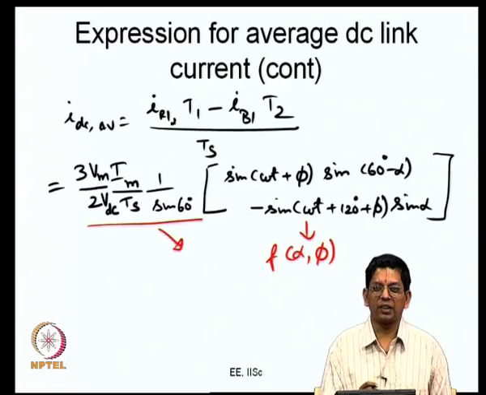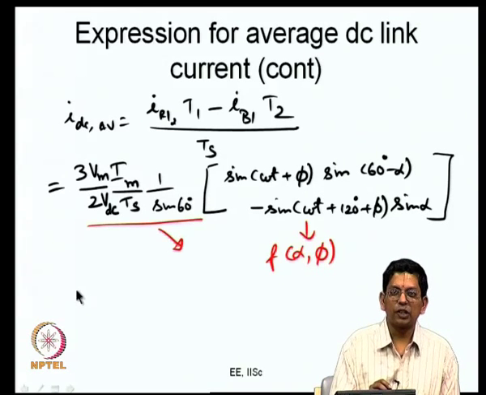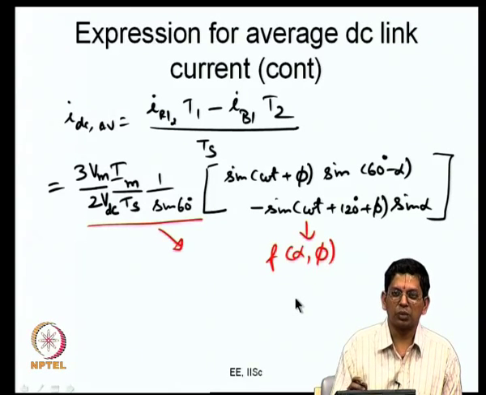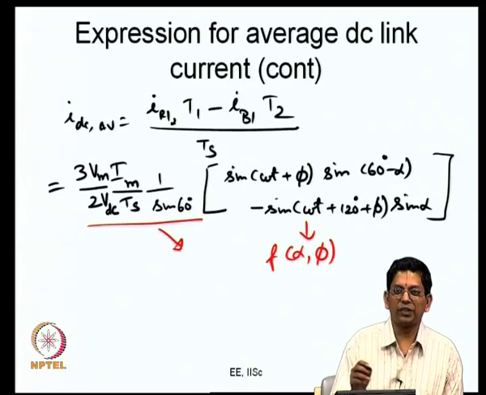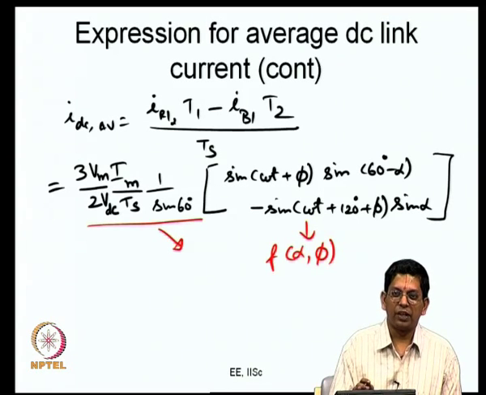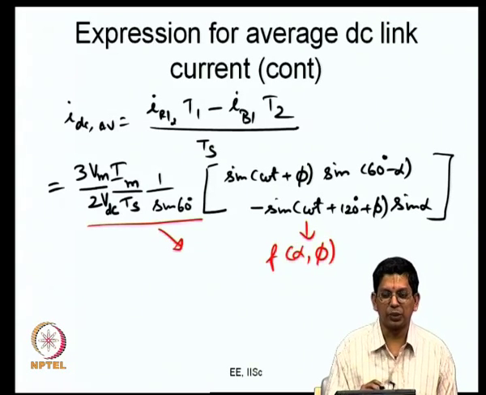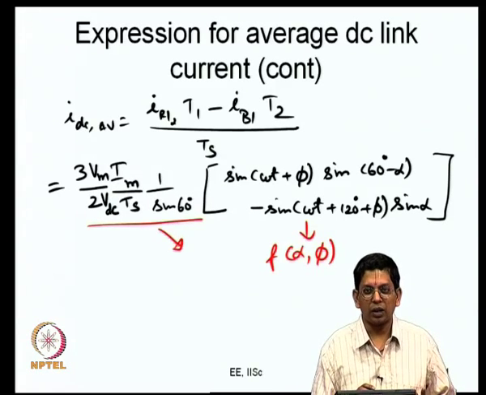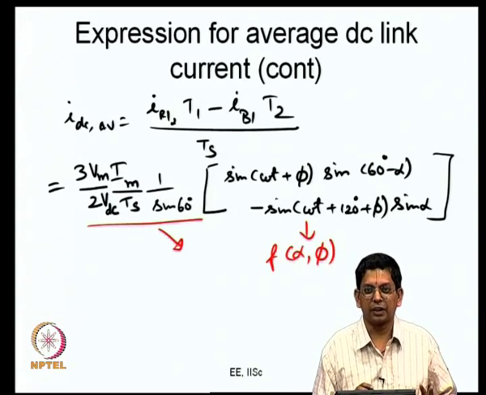You can do a similar exercise considering sector 2 instead of sector 1 and check whether you come up with an expression. You complete this expression, which is just some more mathematics, and you try doing a similar exercise for sector 2 and see if you arrive at this. This is something that you can take as a home assignment. This exercise will help you correlate the DC side current and the AC side current better.